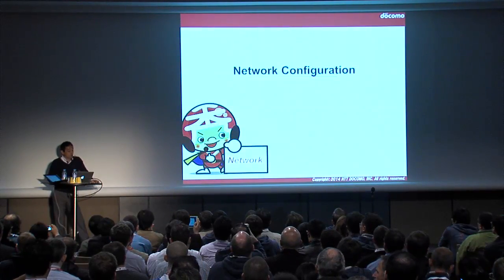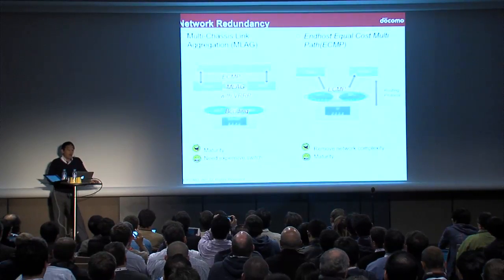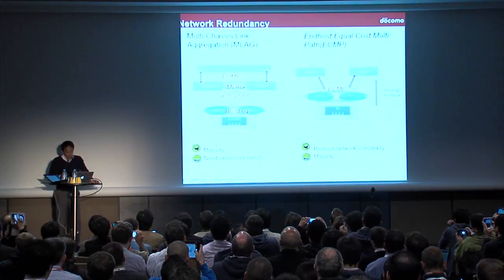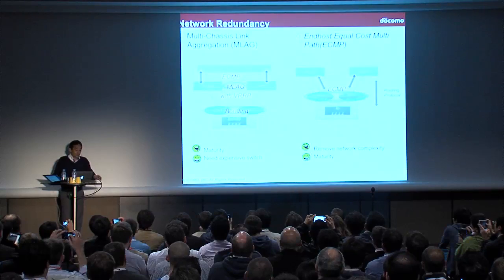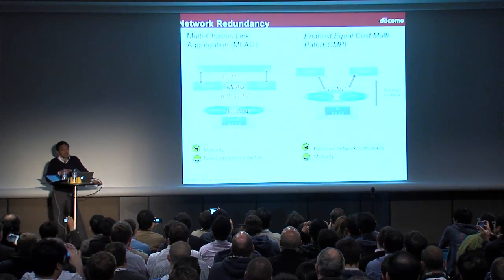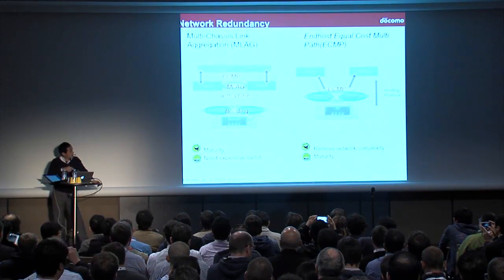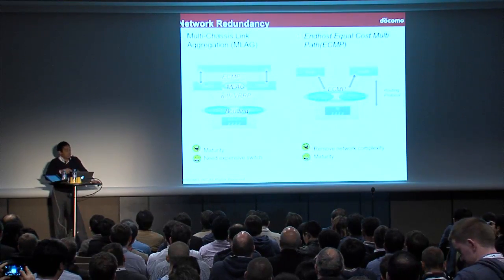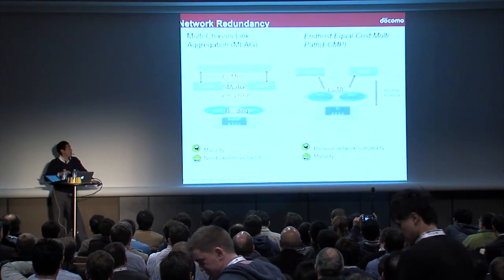So let's go to the first topic, the network configuration. In the beginning, we needed to think of network redundancy. At that time, we considered two configurations. One is multi-chassis link aggregation. That is quite popular today, creating a bonding at the server side, also creating an MLAG between two switches, and using ECMP, we distribute the packets.